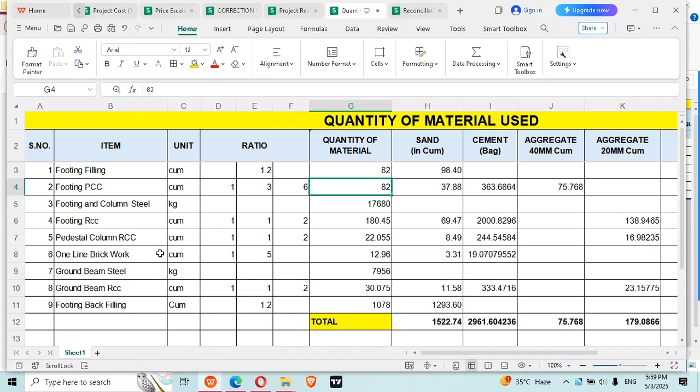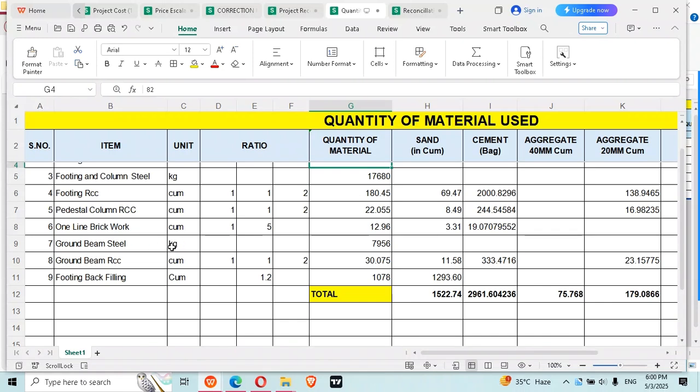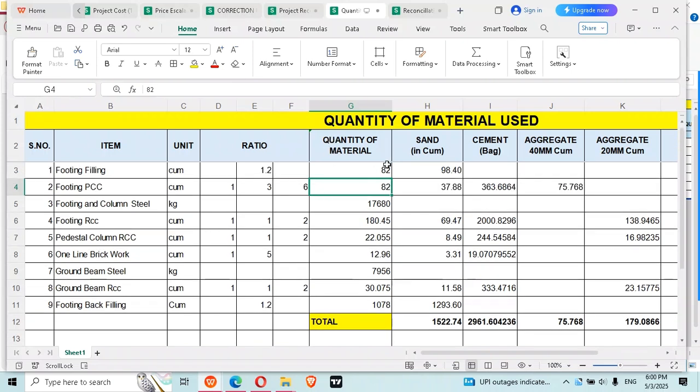And for this one line brick, it is mortar. We don't need aggregate. That's why we have only one ratio. It is done. For ground beam steel, it is in kg, so we don't need a ratio. And for ground beam RCC, we have M25. And for this one again, we have 1.2. We have only sand. We don't need cement and aggregate. It is for filling.